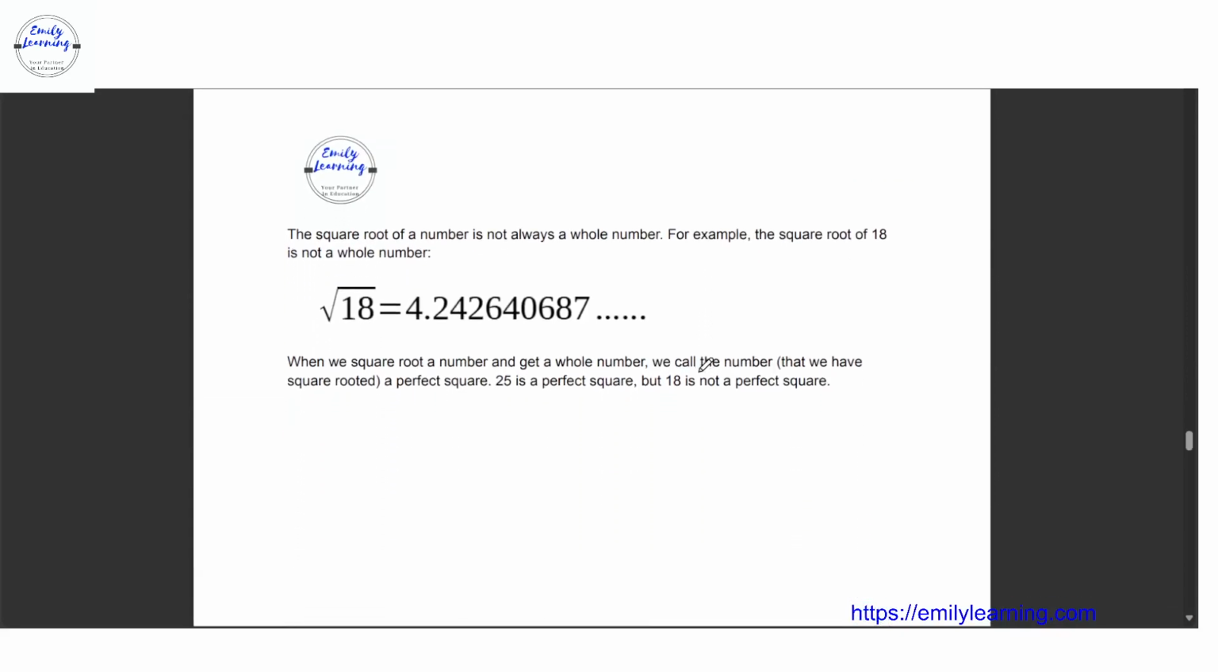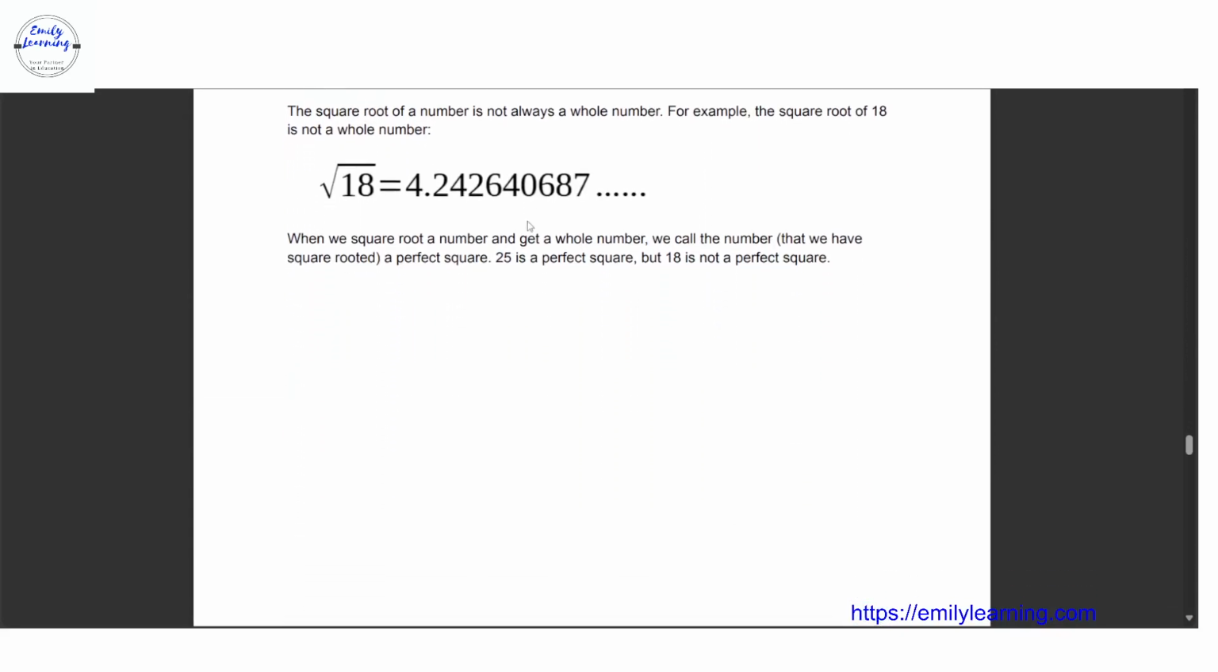Something to note, the square root of a number is not always a whole number. What does it mean? For example, if you type square root of 18 in a calculator, you'll get 4.242640687. For such numbers, it's quite hard to determine the square root unless you use the calculator. So for square root 18, you do not get a whole number.